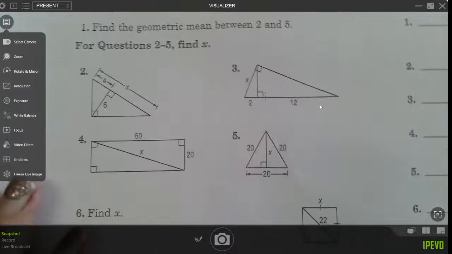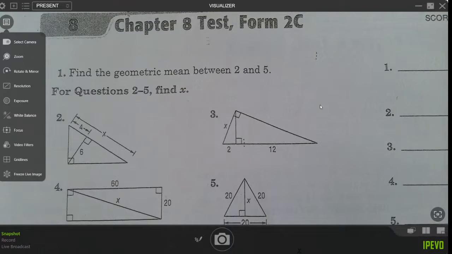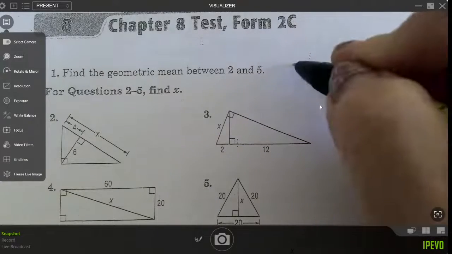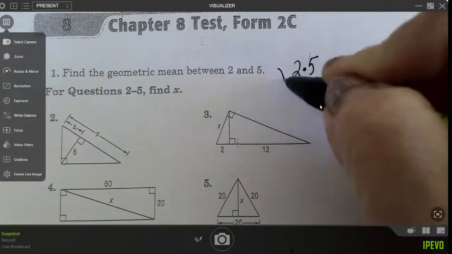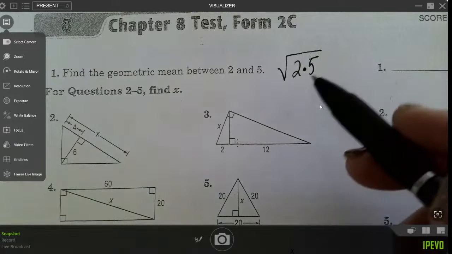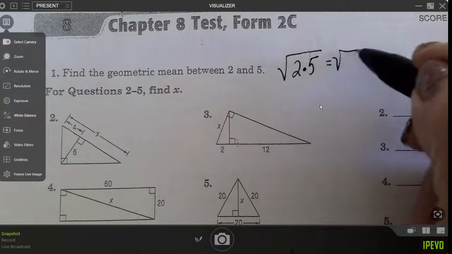Here we go. We're going to start going over this study guide. So, number 1 says find the geometric mean between 2 and 5. Okay? So remember, finding the geometric mean, super simple. You're just going to take those two numbers, multiply them, and then take the square root of that. So the square root of 2 times 5. So what is that? That's going to be square root of 10, right?